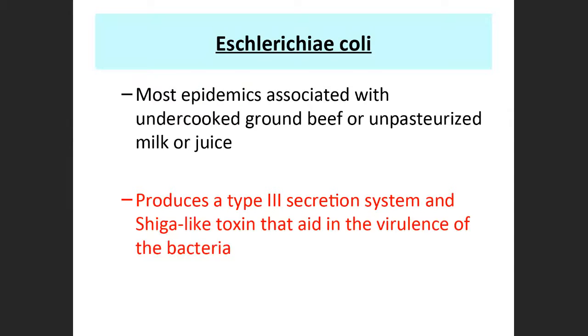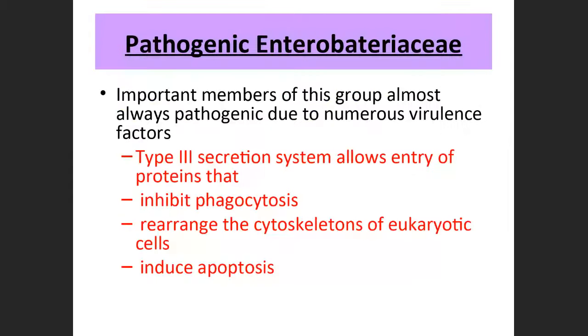Most epidemics are associated with unpasteurized milk or juice or undercooked ground beef. The organism has type 3 secretion system toxins, and it has what's called a Shiga-like toxin that gives it the same symptoms as dysentery. So E. coli O157:H7 causes a very bad form of dysentery, plus that could progress to an autoimmune condition that affects the kidneys, the hemolytic uremic syndrome. So it's a pretty bad strain of E. coli.